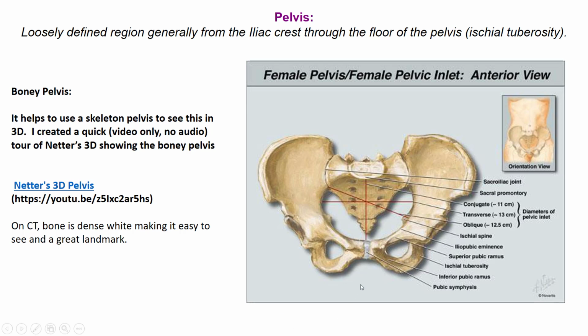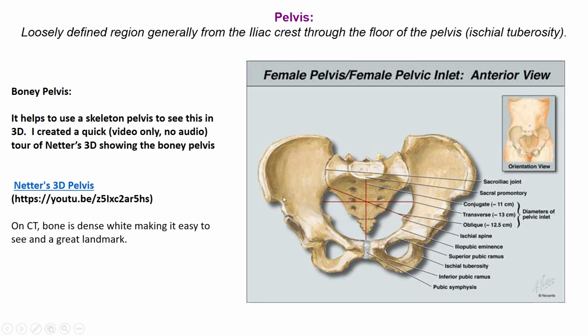This is a 2D rendering, and it's sometimes hard to tell what is anterior and posterior when you view an image like this. So I have created a 3D quick review. It's video only, not audio, just to show you what you can do with Netter's 3D, which is very similar to Biodigital Human that I did for the vessels earlier. And you'll be able to see how you can view the pelvis in 3D, and that makes it a little bit easier to understand the anatomy.